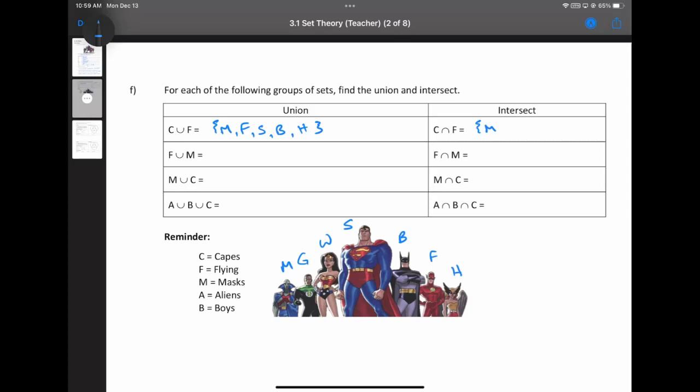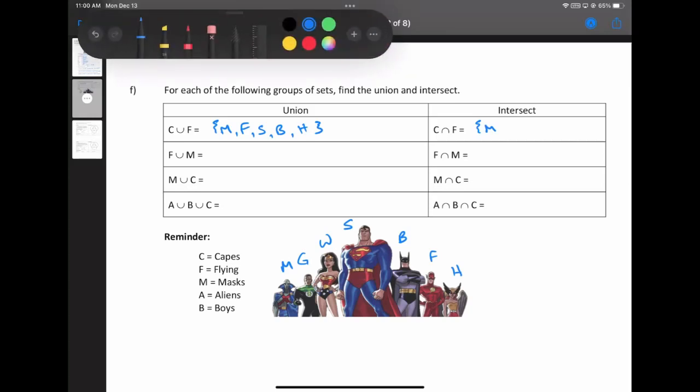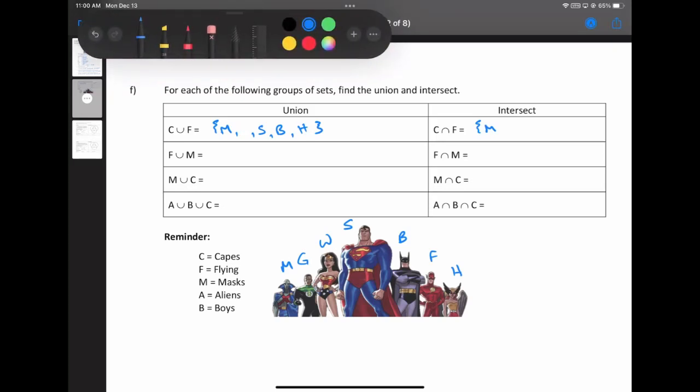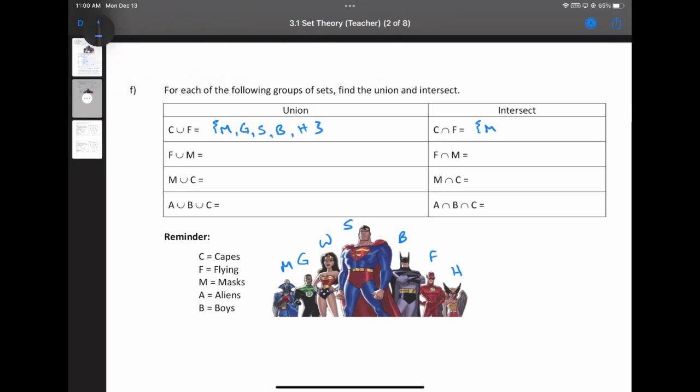Wait a second. I think I made a little goof there because Flash should not be before Superman. Did I write the wrong letter? Capes or flies? Martian Manhunter. Oh, that should be a G. My apologies. So that right there should be a G. Hopefully that's the only mistake I made.